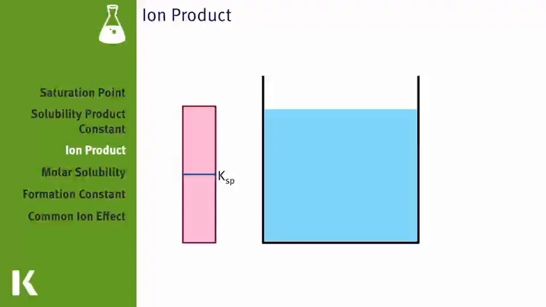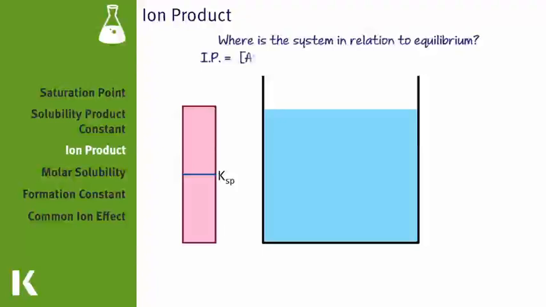But we often deal with systems that are not at equilibrium. Even if every system constantly strives to be at equilibrium, it can take some time to get there. We need a way to relate the current state of a system to a system at equilibrium. And the ion product is what does this. Ion product is calculated the exact same way as KSP. However, instead of using the equilibrium concentration of the ions, we use the current concentration of the ions.